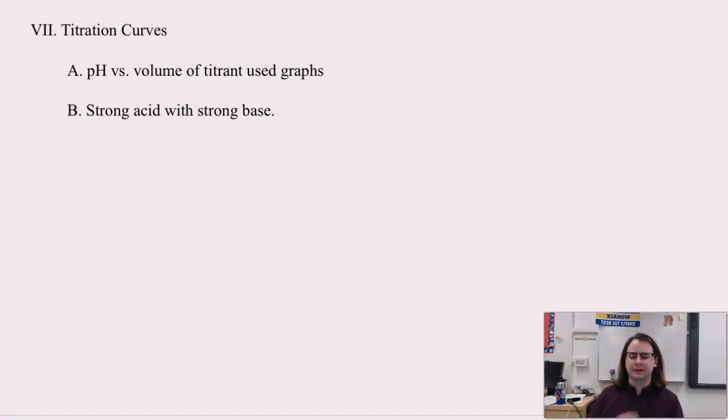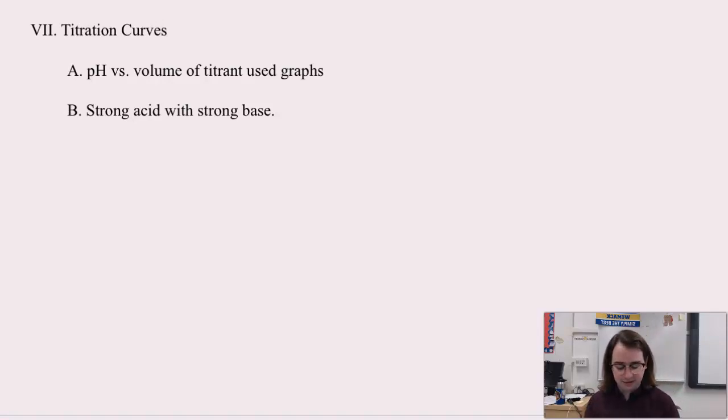Hey, welcome back. Let's finish up our discussion on acids and bases by talking about a quick topic, which are called titration curves. So we already know what a titration is. A titration is when we add an unknown acid or base to a known acid or base in order to either determine concentration or molar mass. But we can look at titrations and predict values about titrations through what's called a titration curve.